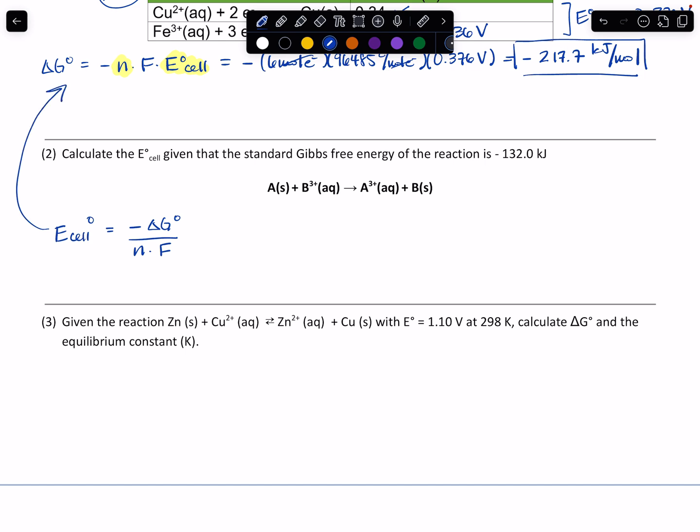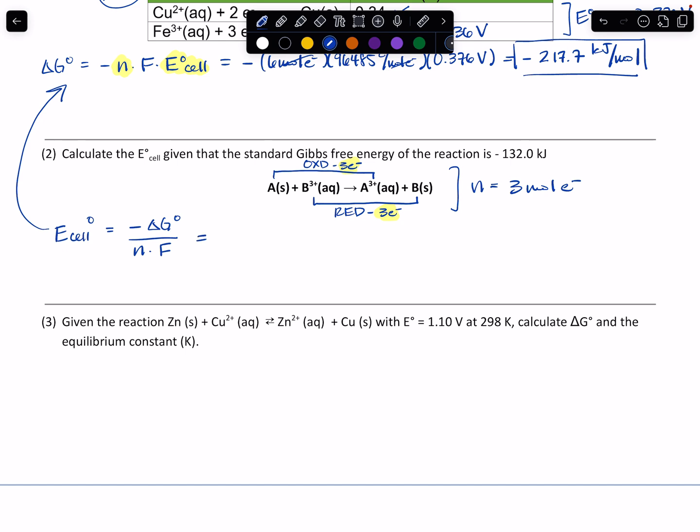All right, so we need N. We know delta G, F is a constant, so we need to look at this redox reaction and see what's going on. So we have A to A plus 3, B plus 3 to B. A goes from 0 to plus 3. So here's my oxidation, and it lost 3 electrons. B goes from plus 3 to 0. So it gained 3 electrons, which makes it the reduction. So our electrons here are balanced. We don't need to do anything else, which means N equals 3 moles of electrons for this particular setup.